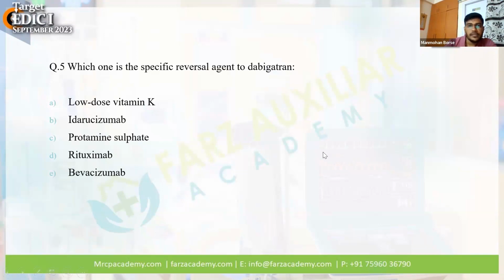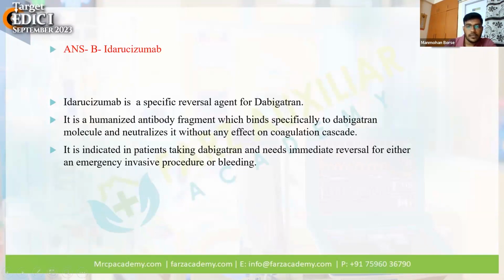Dabigatran is a direct thrombin inhibitor, and the specific reversal agent for that is idarucizumab. It is the only oral NOAC for which we have a reversal agent. So many people prefer dabigatran over other NOACs. Idarucizumab, you should know, is a monoclonal antibody. It is indicated in patients who have a high risk of bleeding for the reversal, or who are posted for any surgery or any high risk procedures.